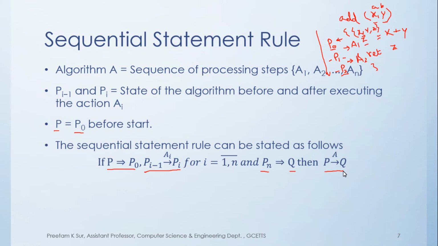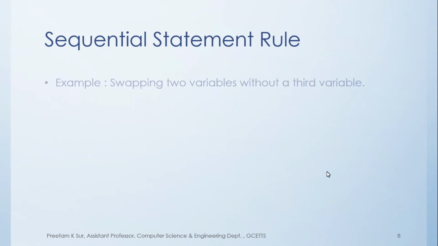Okay, let me repeat it again. This statement is telling us that, starting with the precondition, denoted by p0, if we follow all the instructions of the algorithm one by one, and come to the last state after execution of all the n instructions, and we arrive at the post condition q, then we can say that this algorithm A is correct, which basically leads us from precondition to post condition. To clear this idea, let us see an example.